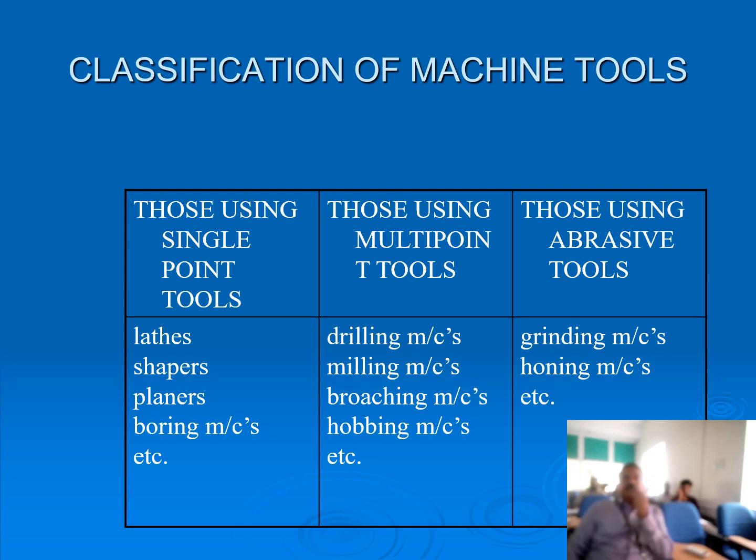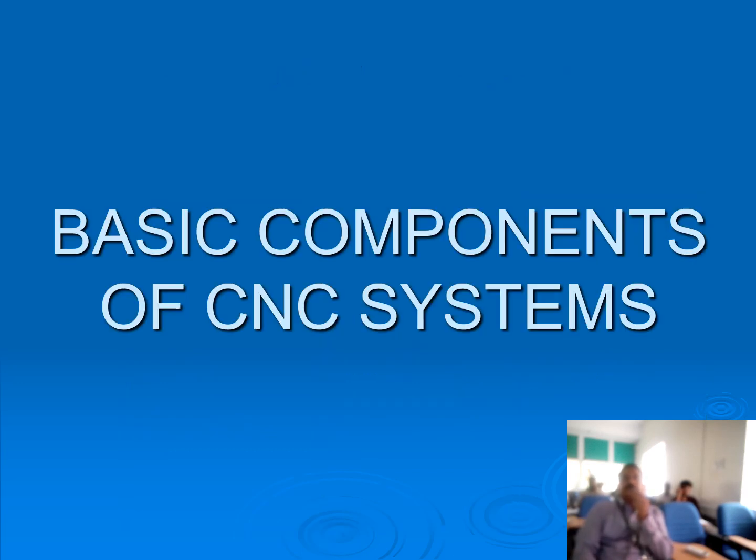The classification of machine tools: those using single point tools are the lathe, shaper, planer, boring machines, etc. Those using multi-point tools are drilling machines, milling machines, broaching machines, hobbing machines, etc. Those using abrasive tools are grinding machines and honing machines, etc. Now coming back to CNC systems, what are the basic components? Let's see.